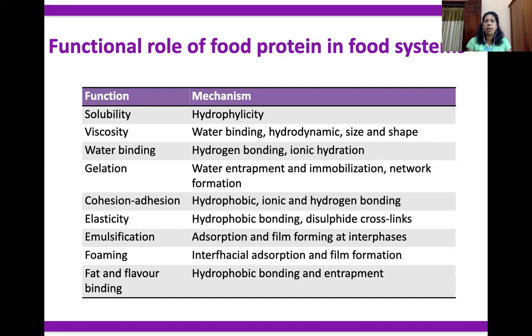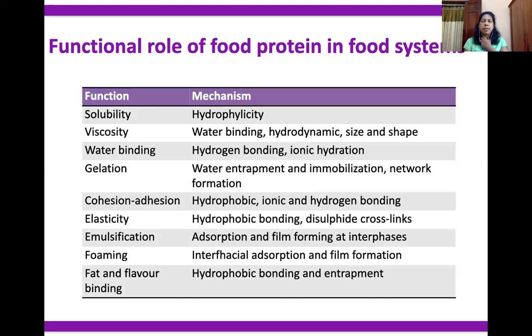If the amino acids in the protein bond easily with hydrogen bonding and ionic hydration, then the water binding ability will be increased. Next one is water entrapment and immobilization, network formation, right?